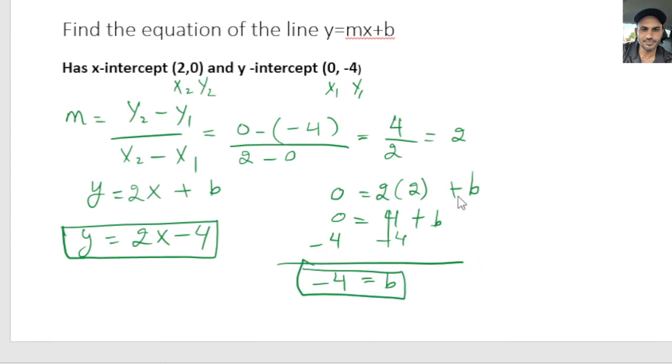All right, so we go ahead and plug in this right here into this equation. So y equals 2x minus 4. Okay, that would be the equation of the line. And that would be it for this video. Hopefully it helps.